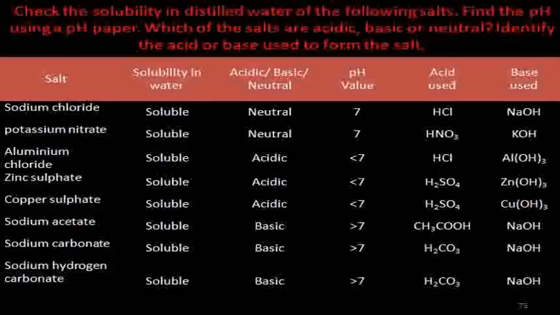And sodium hydrogen carbonate also dissociates into carbonic acid and sodium hydroxide. So here carbonic acid, once again, is a weak acid, and sodium hydroxide is a strong base. So therefore the pH value is more than 7. Therefore it is understood that the alkalinity is shown. The solution will be highly basic.